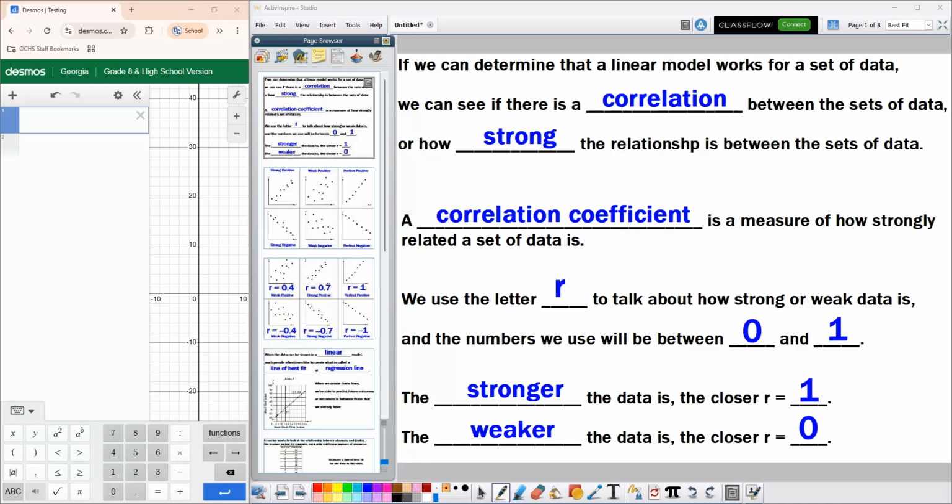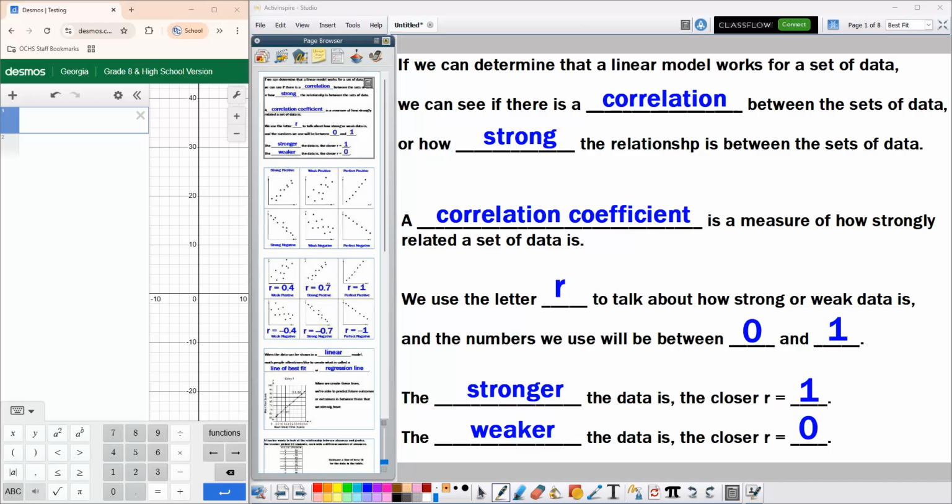Lines of best fit, scatter plots. If we can determine that a linear model works for a set of data, so we have a bunch of dots on a scatter plot and it's not quadratic or U-shaped, it's not exponential, it's not no correlation all scattered all over the place. If we can tell it's kind of going up linearly.